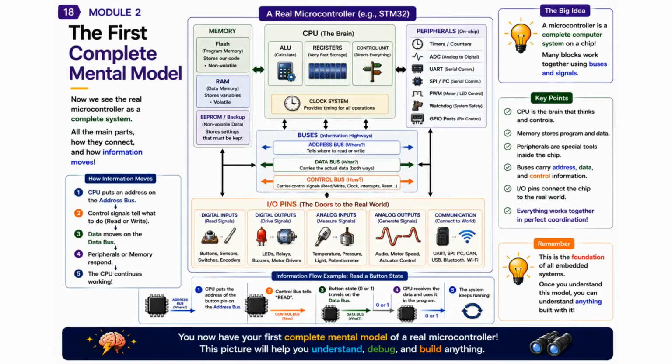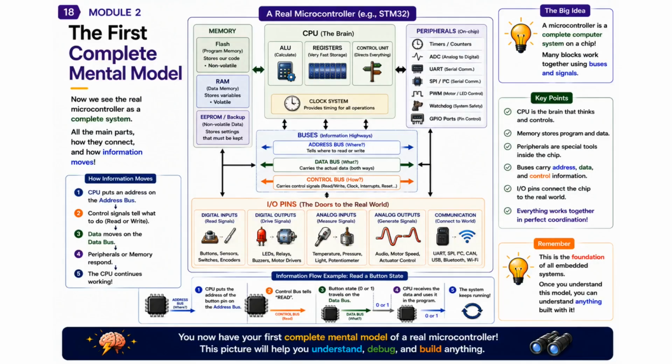Further, we have the specialized workers called peripherals. Timers count time and create events. The ADC converts analog signals into digital values. Communication modules, such as UART, SPI, and I2C, connect the microcontroller to other devices. PWM generates signals to control motors and LEDs. Watchdog timers improve safety and reliability. And GPIO ports manage the input and output pins.